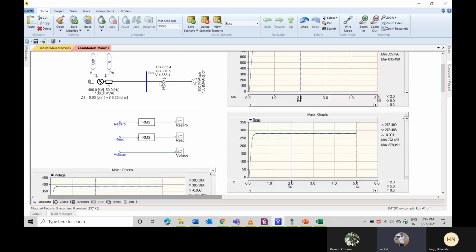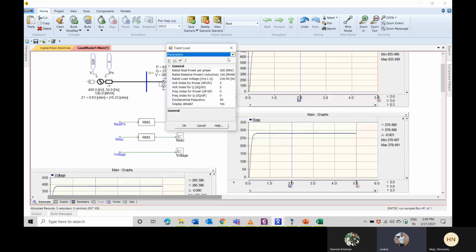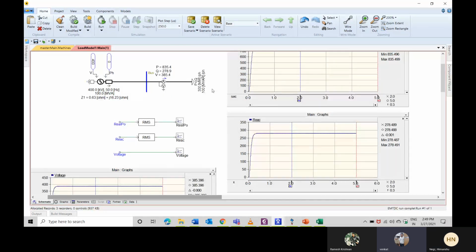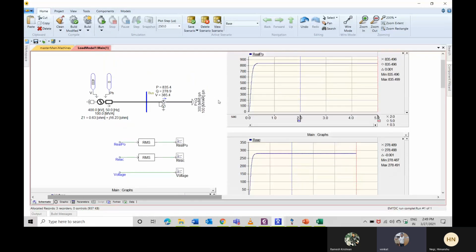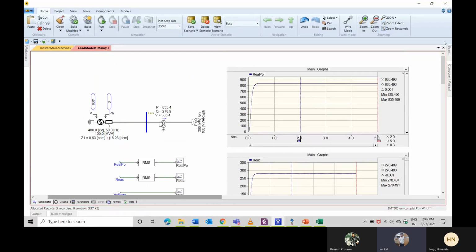The same goes for the reactive power too. You can model different types of loads, like constant power and constant impedance load. This is all about load modeling, Himanshu. I hope that is clear for you. Yes, this is clear.